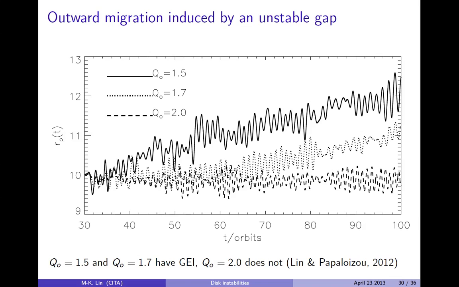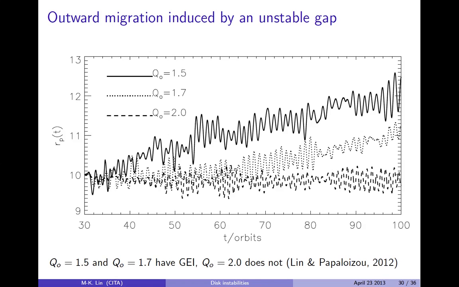So here's a plot of a 2 Jupiter mass planet interacting with 3 different disk masses. The dashed line is the least massive, the dotted line a bit more massive, and the solid line is the most massive disk we've considered. As I increase the disk mass, that is, I'm increasing the gravitational instability, this gravitational edge instability, I migrate the planet outward more rapidly.